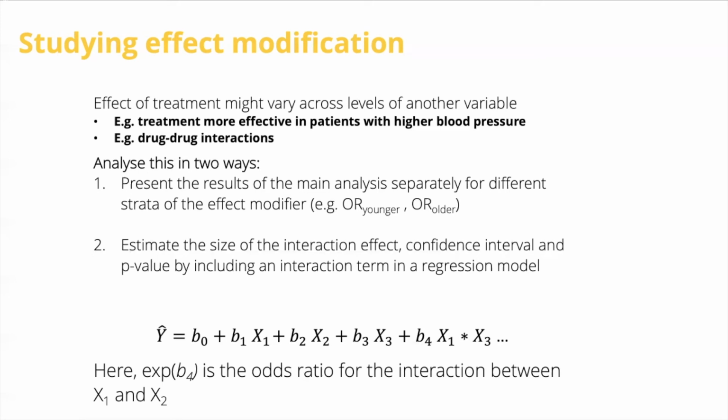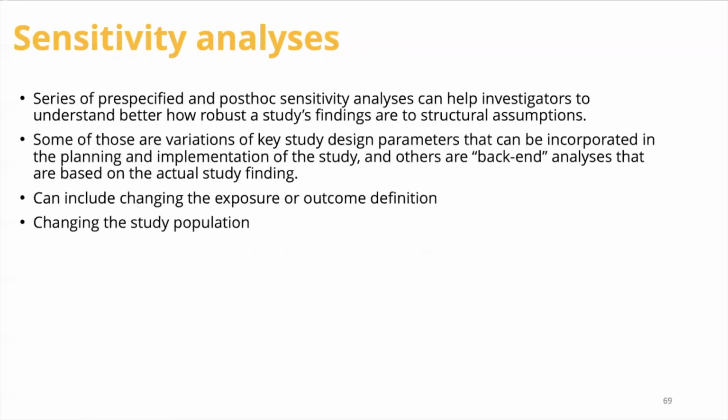It's heterogeneous treatment effects between different groups of people, and also what a sensitivity analysis is. A lot of the time in pharmacoepi studies, you're going to see a lot of different sensitivity analyses, and all these are a series of pre-specified sensitivity analyses that are done after your primary analysis, which can help investigators to understand how robust their findings are to different assumptions that were made in the study.